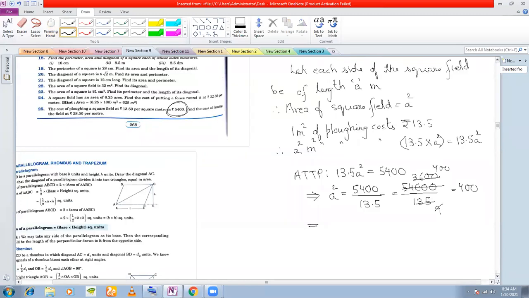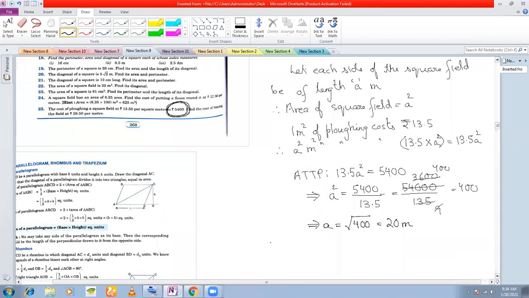That means what is a here? A here is square root of 400, which is 20 meters. So each side of the square is 20 meters. How did we get each side of the square? With the help of this total cost, we got each side of the square to be 20 meters.